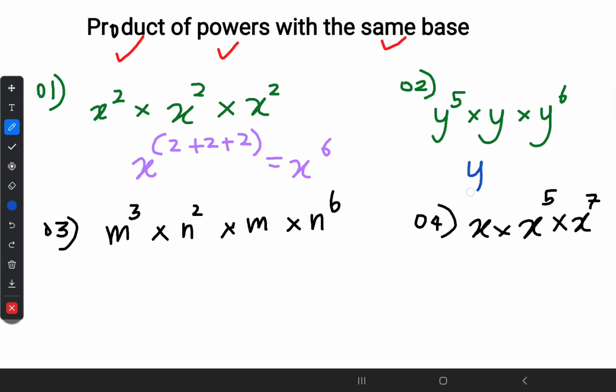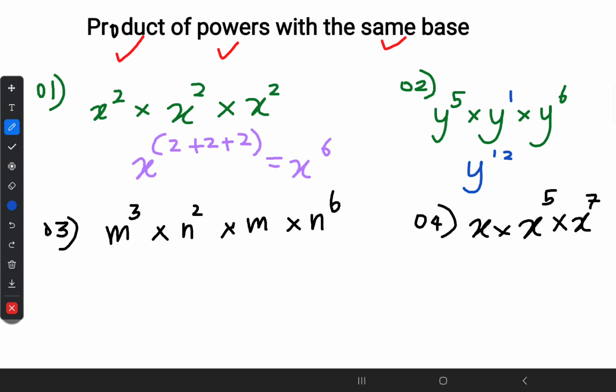All the bases are y power of 5. Next one, it does not have any power. That means we can include it as 1, not 0. It should be y with the power of 1. So when you add 5 plus 1 plus 6, it will become y with the power of 12.